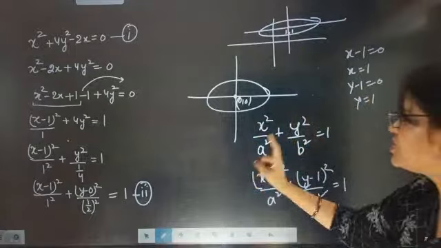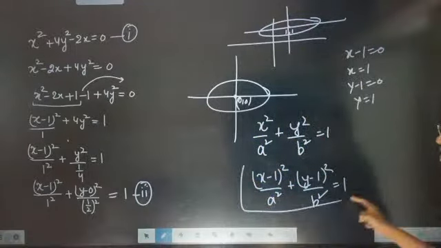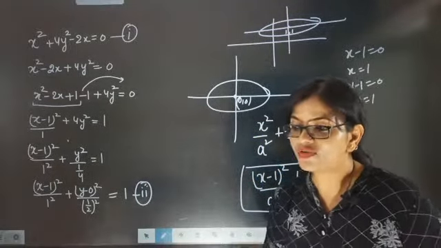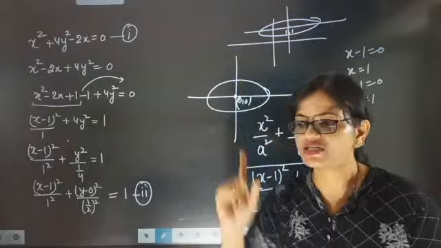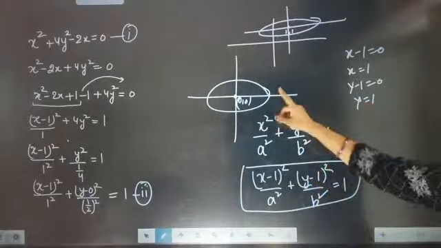Okay, so that means what, beta? For this type of ellipse, where will be the center? Where will be the center? The center will be 1 comma 1.